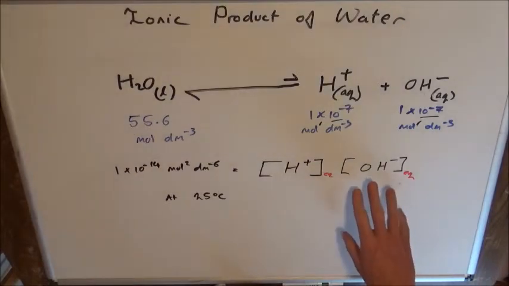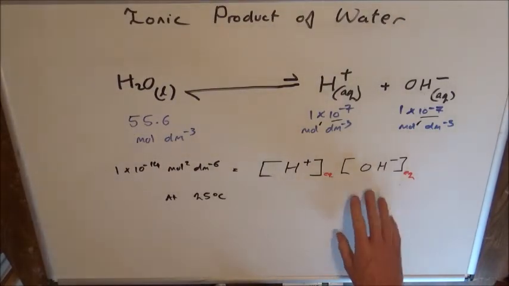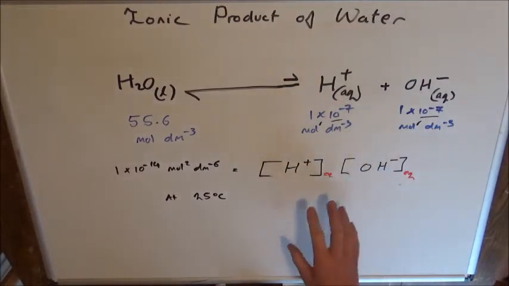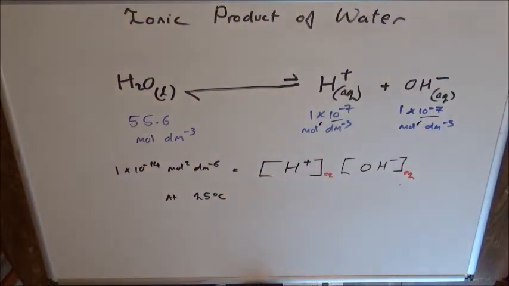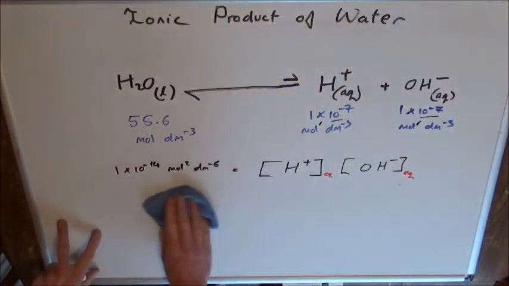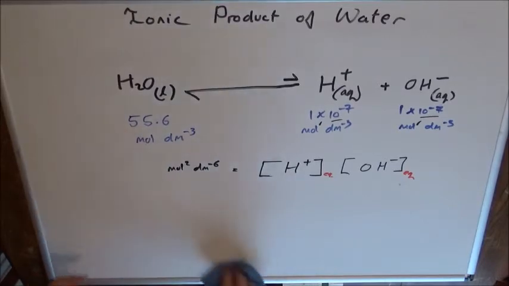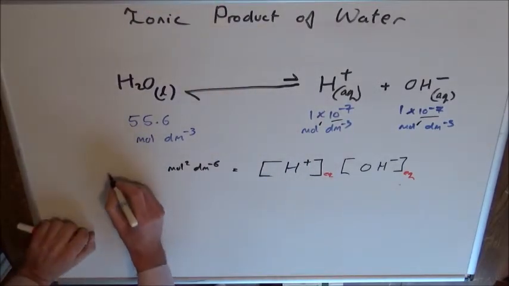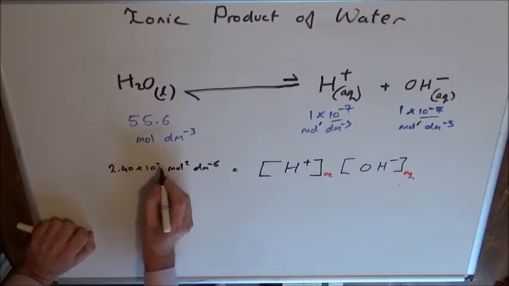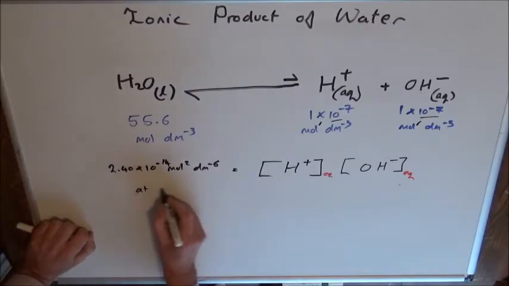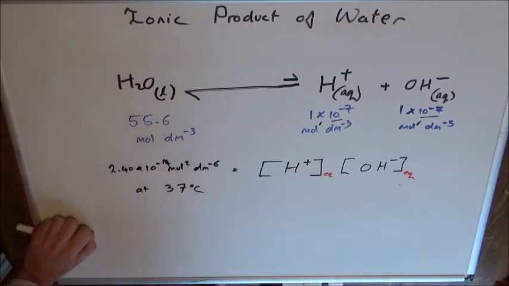Similarly, if I add some alkali, increase the OH, some of it will react with the H plus, and the H plus will fall. That will fall a bit, but this will fall proportionately more until we reach this constant. Now the value of the Kw is temperature dependent. So for example, at 37 degrees C, which I mentioned earlier, it's got a value of 2.4 times 10 to the minus 14. So that's at 37 degrees C.